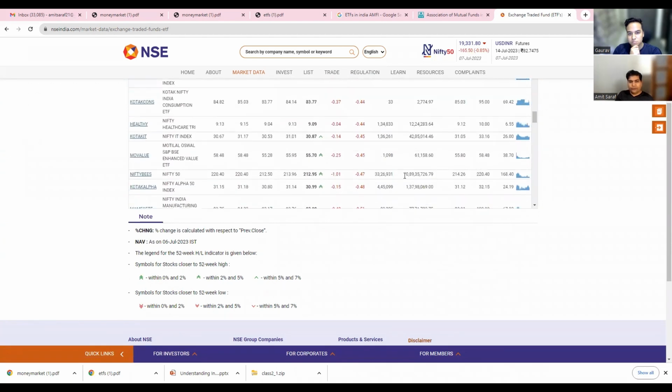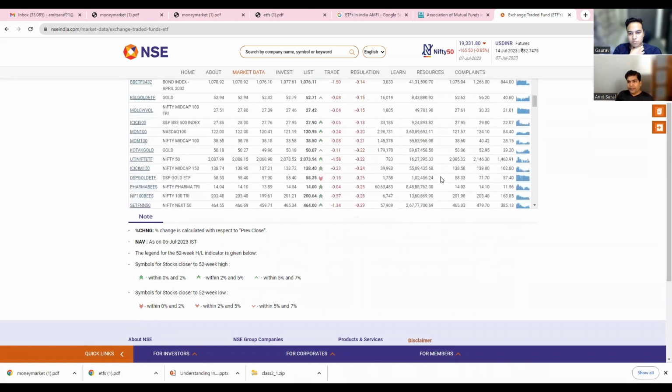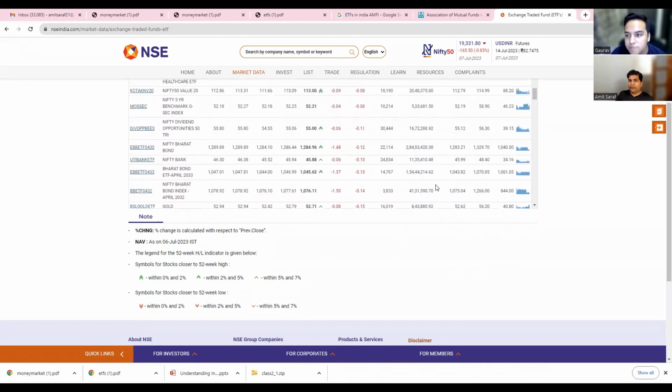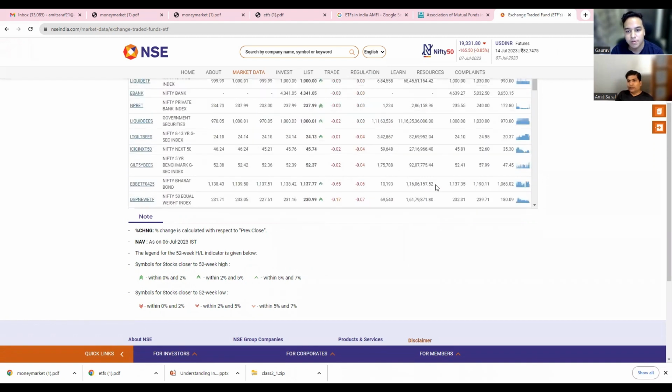Here you can track volumes. Nifty Bees is probably the most liquid. Nearly 70 crores of volume traded in a particular day. And then there are various others, which is Pharma Bees. Pharma Bees is basically investing in a portfolio of pharma stocks.